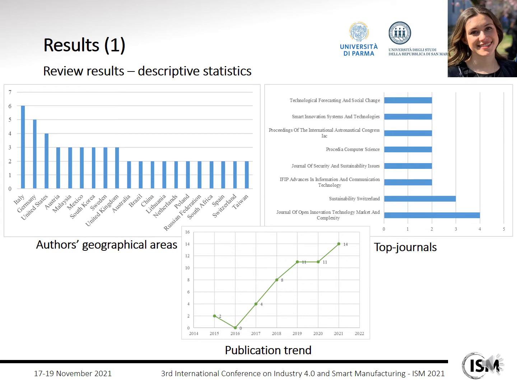As far as the source journal is concerned, papers are distributed across 20 different academic outlets. In particular, there are 4 articles published in the Journal of Open Innovation: Technology, Market and Complexity, followed by Sustainability, which shows 3 papers. Then, looking at the geographical areas of the authors, we can derive that authorship origin appears to be dominated by Italy, followed by Germany and the United States.